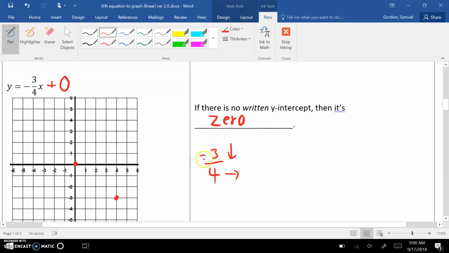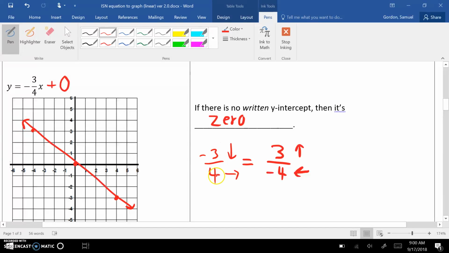Now something that's a little confusing is this negative with the 3, the 4, or the whole thing? And the answer is it doesn't really matter. I could say, okay, that's a +3 over -4, which means I'm going to go up 3 because it's positive. But I'm going to go left 4 because it's negative. And if I go up 3 and I go left 4, I still get a straight line.